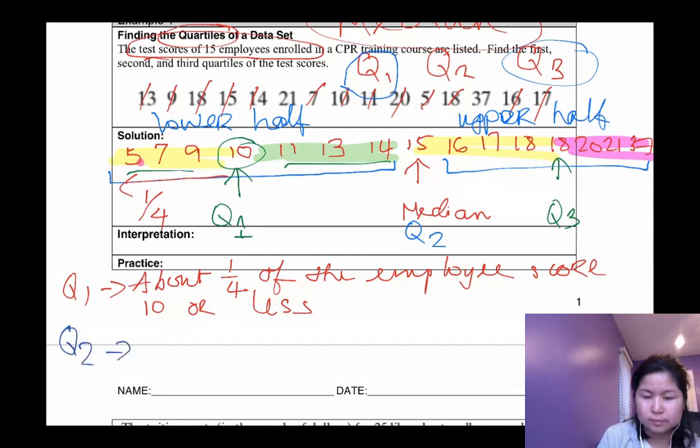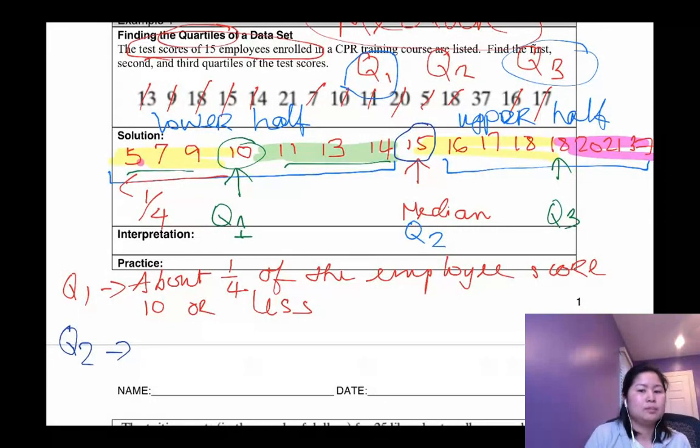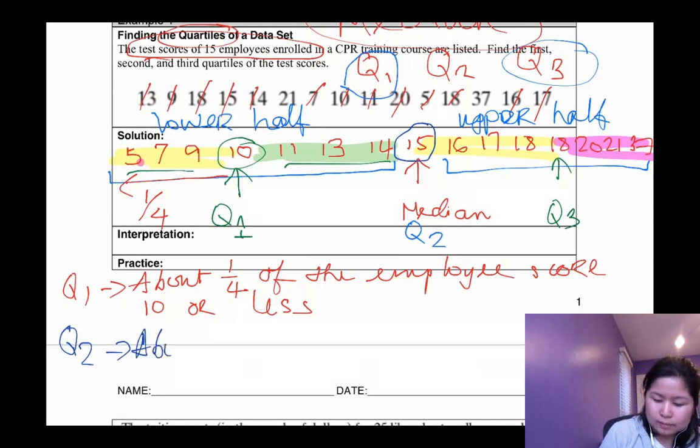Q2. What is the fraction that I should use for the next? Q2 is 15 right here. What do you think? It's about what? If we're going to use a fraction, the whole thing as a whole. So 15 will be a half. Good. So that's about 1/2.